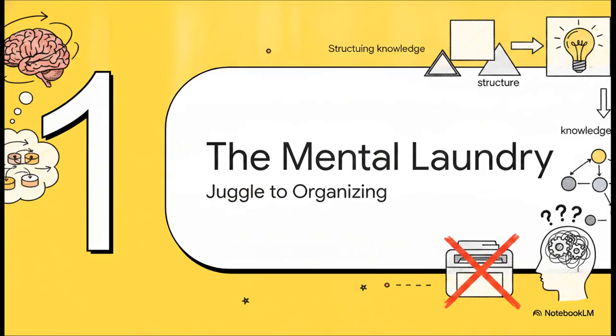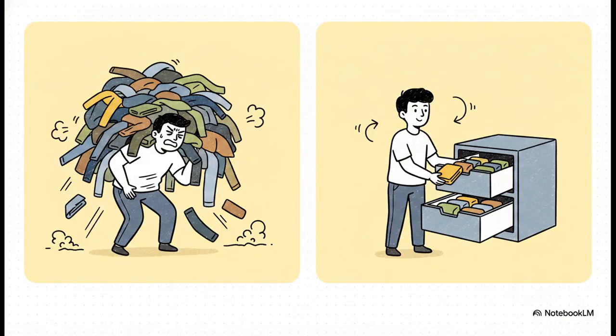The mental laundry, moving from juggle mode to organizing mode. So we're moving into phase 2 of learning here. Phase 1 is just gathering the information, but phase 2 is where the magic happens. It's about actively structuring it. You can't just act like a human photocopier. Think back to a classic, super relatable middle school analogy. When you're just taking notes word for word, you're basically in juggle mode.